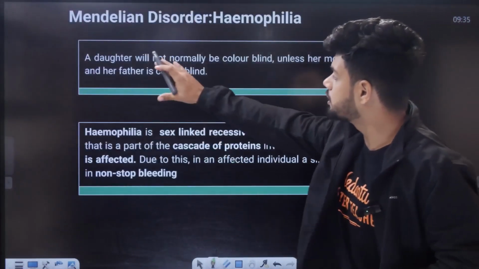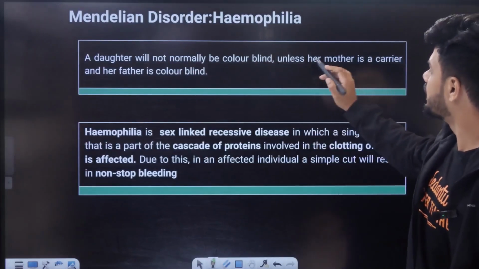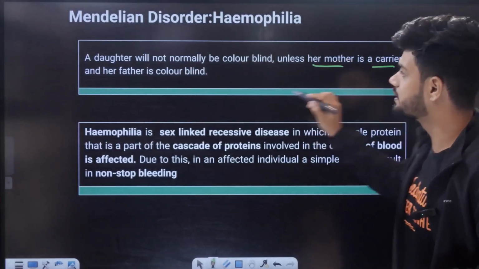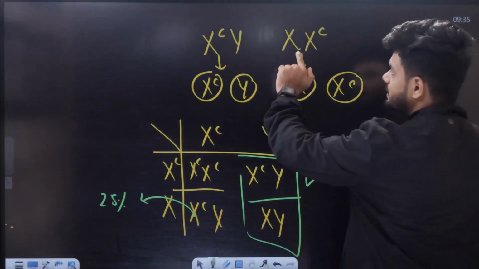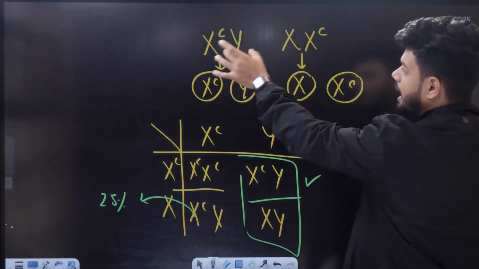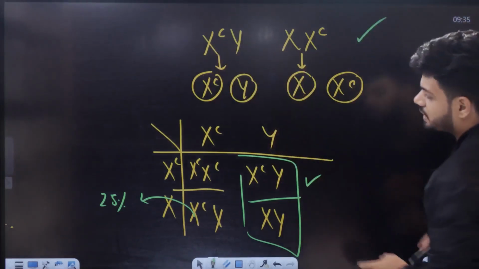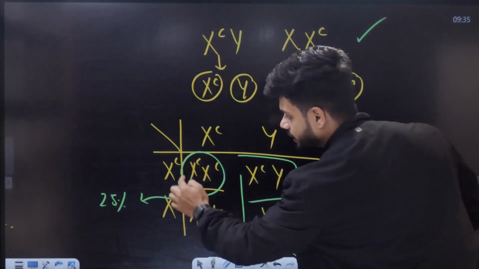A daughter will not be colorblind unless her mother is a carrier and her father is colorblind. Mother is a carrier, father is colorblind. Only in this case can a female be colorblind.